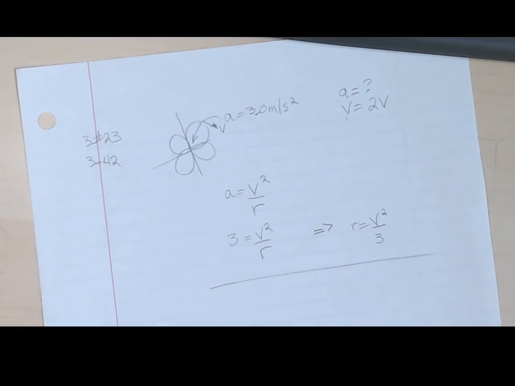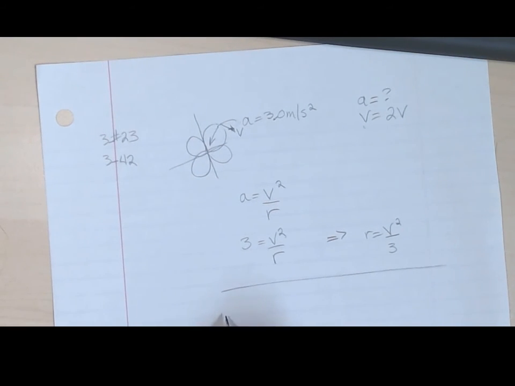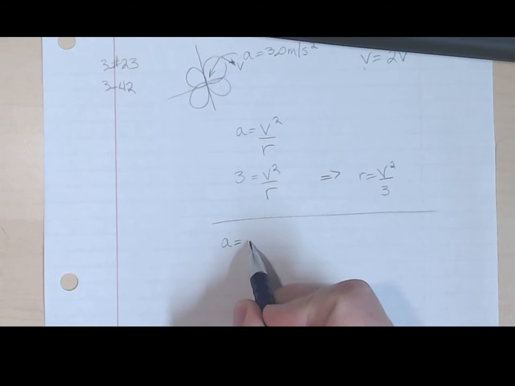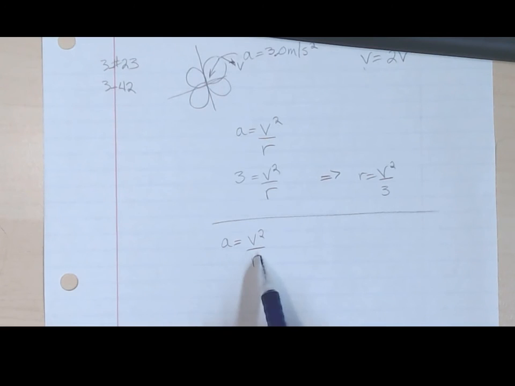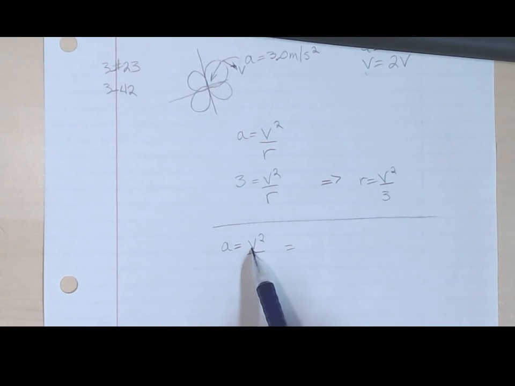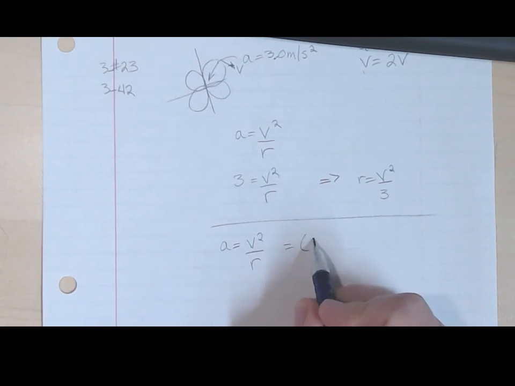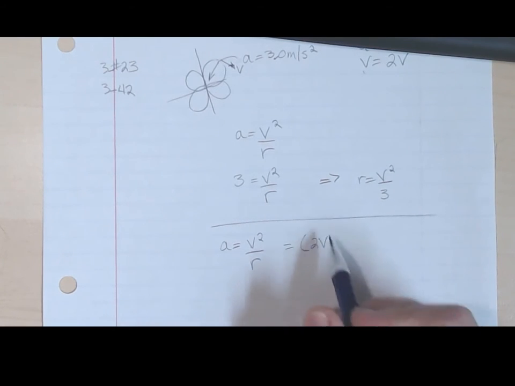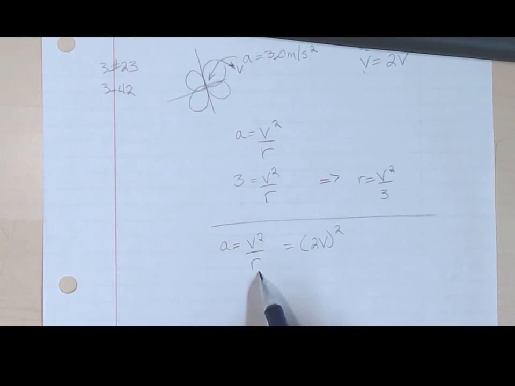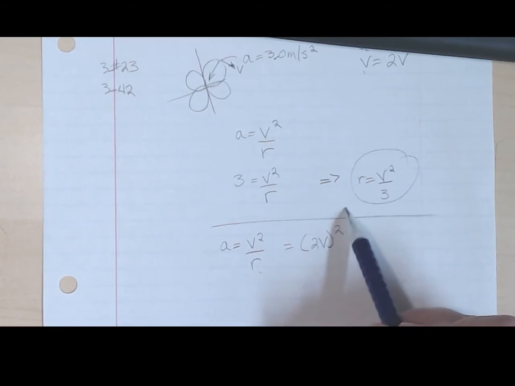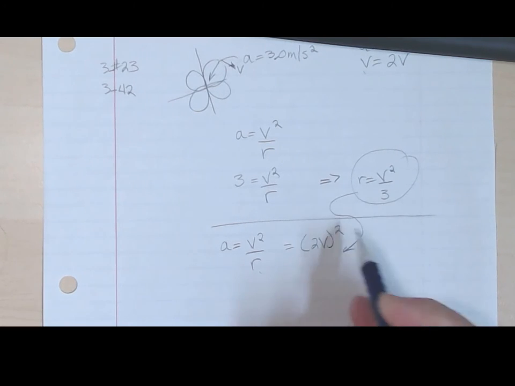Now case 2, they're saying, well, what happens if we double v? Well, the equation is still the same. Equation will still be v squared over r, and I want to find out what it is, but now let's substitute in. Now instead of v, I've doubled my v, so I have 2v. So I'll square it. And now I know what my r is because I solved for it up here, so I can substitute that in.